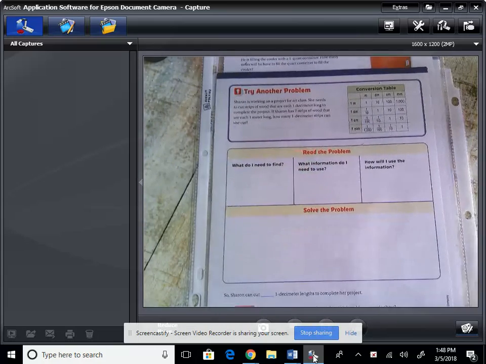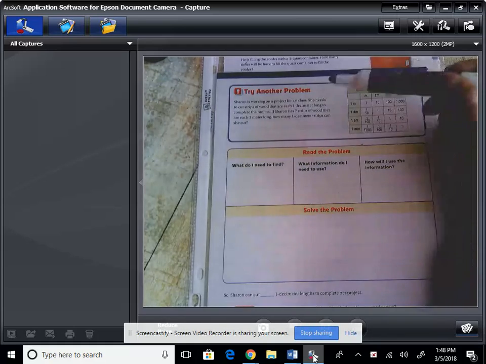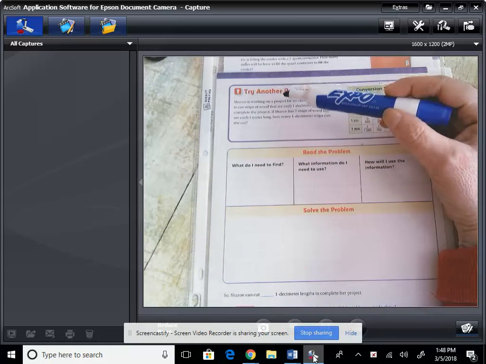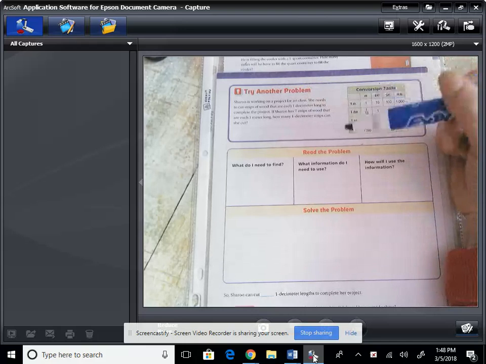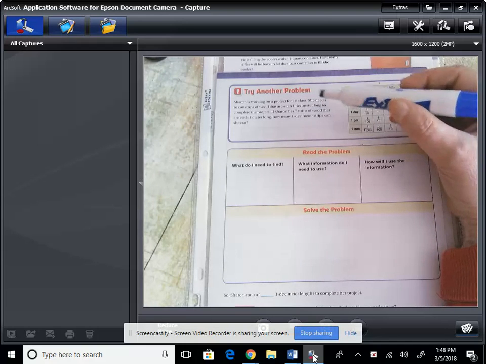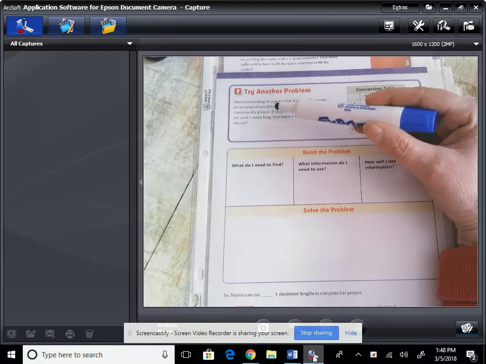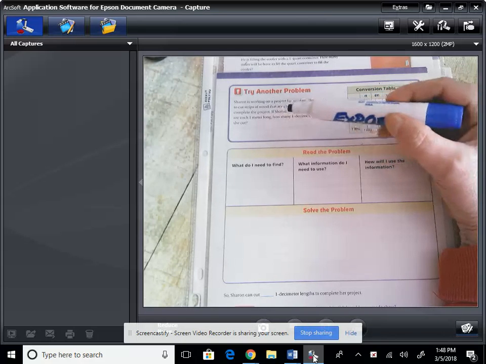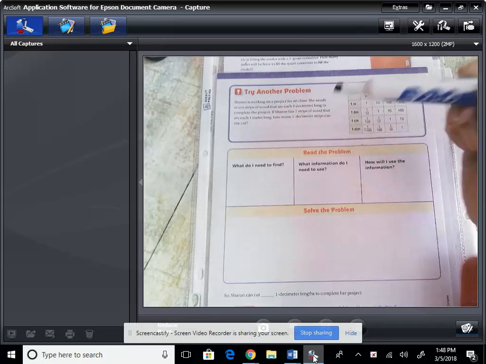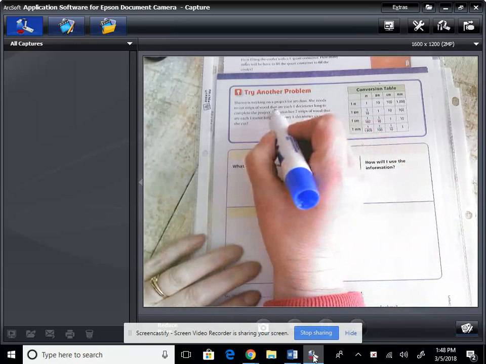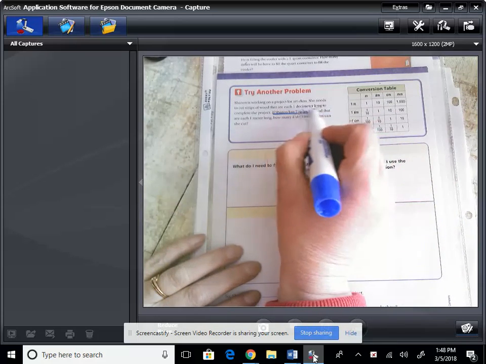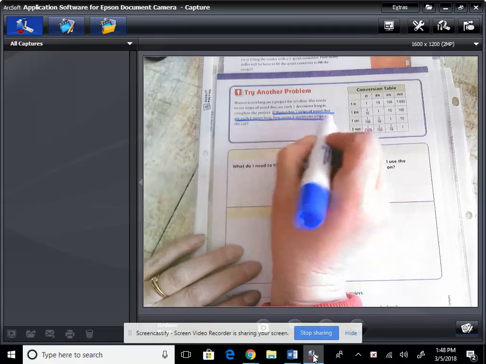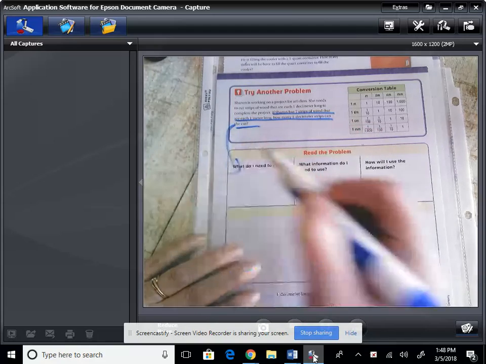All right. Sharon is working on a project for art class. She needs to cut a strip of wood that is 1 decameter long to complete the project. If Sharon has 7 strips of wood that are each 1 meter long, how many 1 decameter strips can she cut? So here's the question. 7 1-meter strips, how many decameters can she cut?